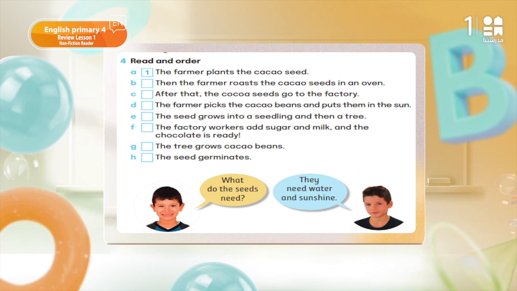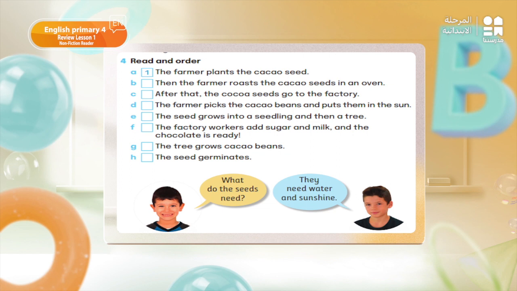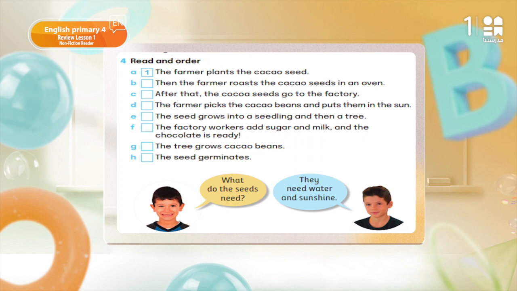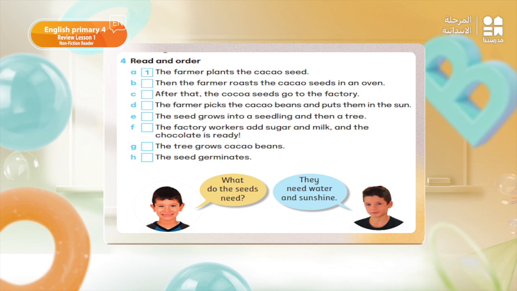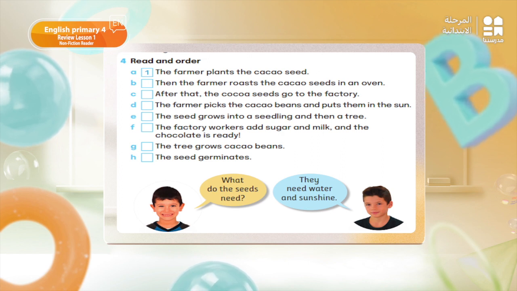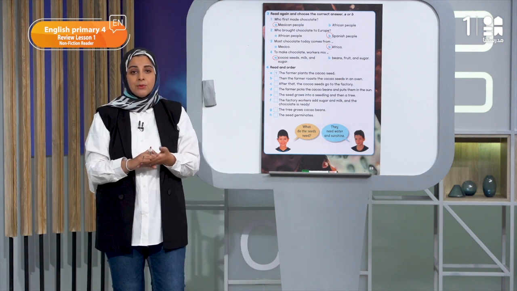B. Then the farmer roasts the cocoa seeds in an oven. C. After that, the cocoa seeds go to the factory. D. The farmer picks the cocoa beans and puts them in the sun. E. The seed grows into a seedling and then a tree. F. The factory workers add sugar and milk and the chocolate is ready. G. The tree grows cocoa beans. And H. The seed germinates. I will give you some time to think.